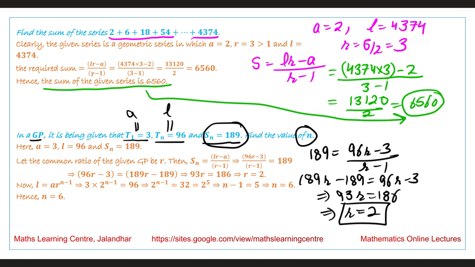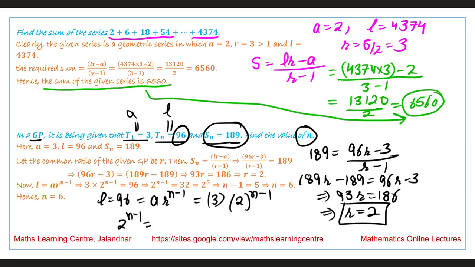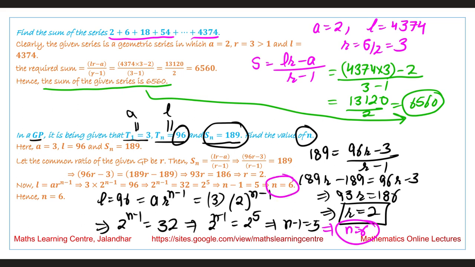Now the last term is given to be 96, so L is equal to 96, that is equal to A R raised to the power n minus 1. So we are writing this is equal to 3 into 2 raised to the power n minus 1. On solving this, these two terms get cancelled, and 2 raised to the power n minus 1 is equal to 32. This implies 2 raised to the power n minus 1 is equal to 2 raised to the power 5. So n minus 1 is equal to 5, and this gives us n is equal to 6. So the value of n in this case is 6.